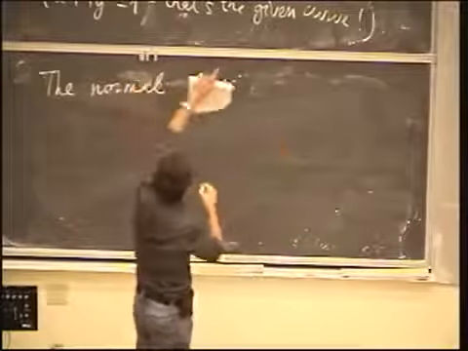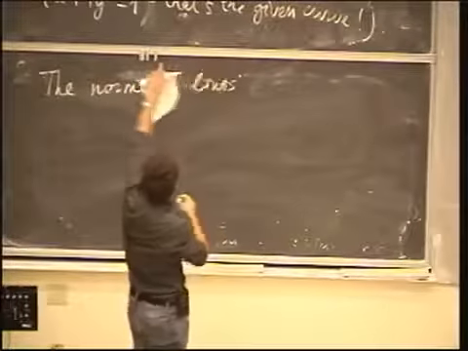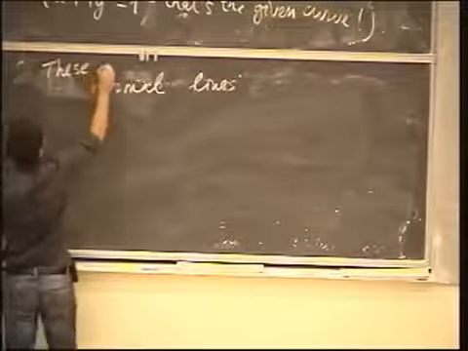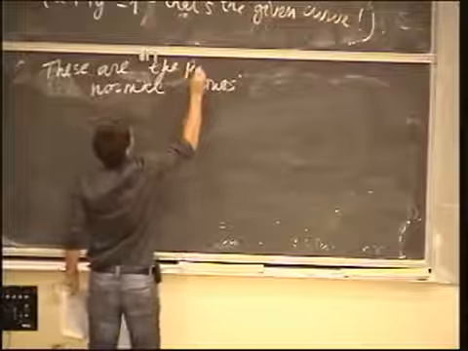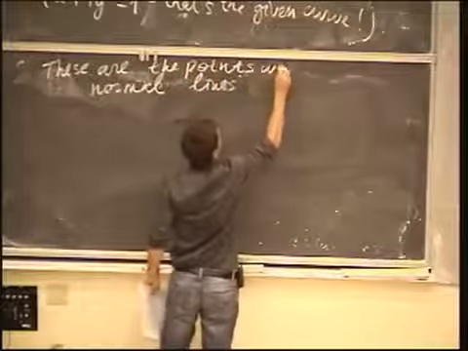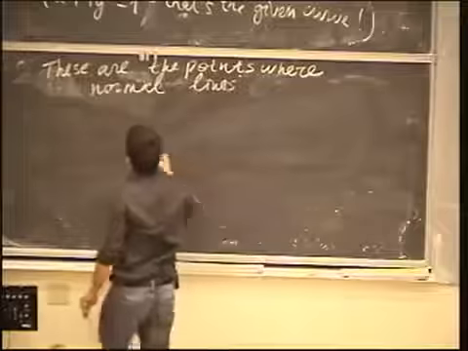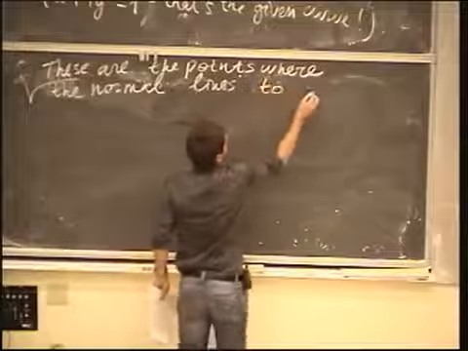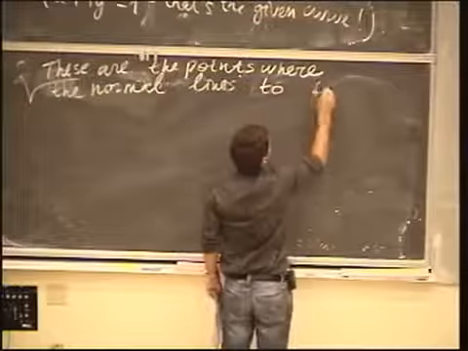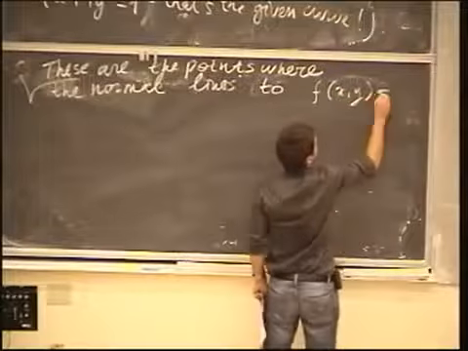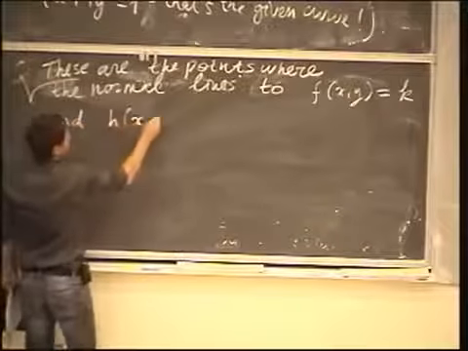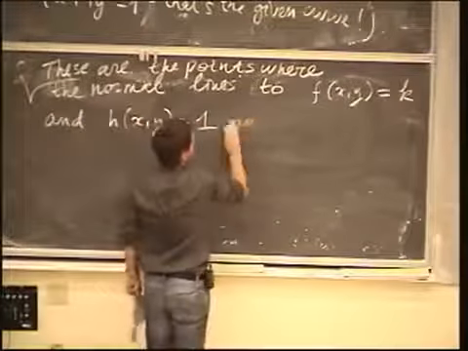So this means, in other words, the normal lines. So we are looking for points where the level curve of f is tangent to our curve. These are the points where the normal lines to f of x, y equals k and h of x, y equals 1 are the same, coincide.